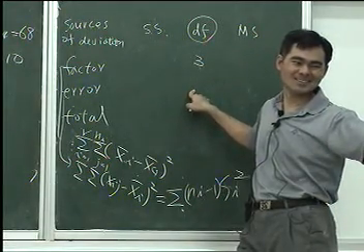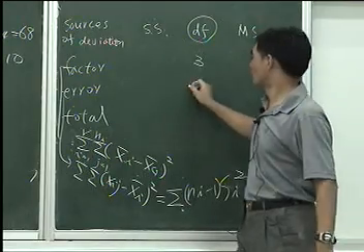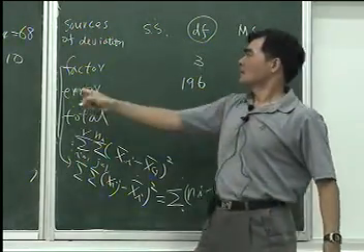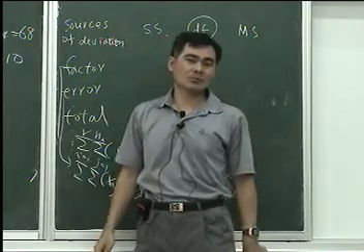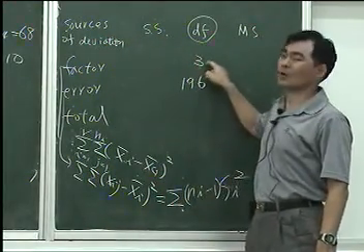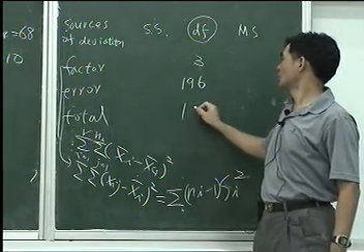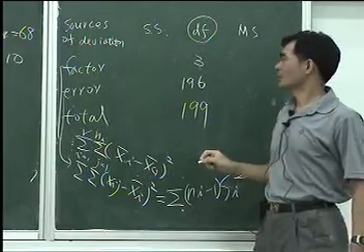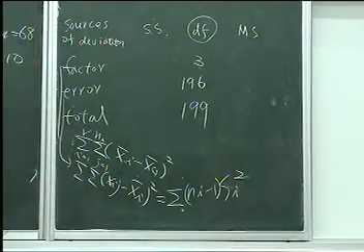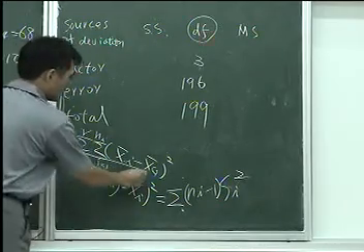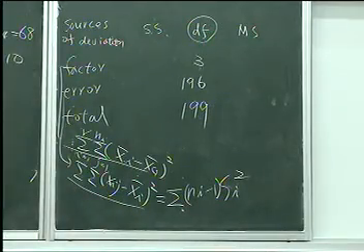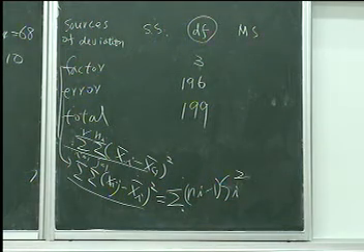Your turn. 196. Because the total sample size is 200, right? 200 minus 4, okay, you get 196. And here, of course, is 199, right? And then the same thing, you need to calculate this and then you need to calculate that, right? So basically, it's kind of a routine. If you get familiar with all the procedure, it's just routine. It should be easy for you.